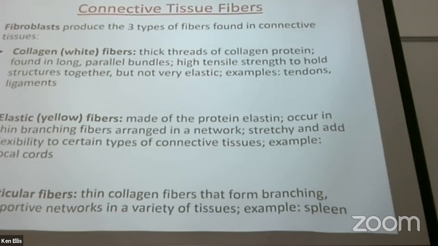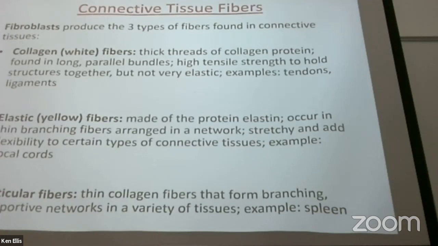What's holding it? Fibers. Fibers that will look like spider webby material, but they're not just going to go away like that. It's going to be pretty tough stuff. Elastic, yellow fibers, made of a protein called elastin. They occur in thin branching fibers, arranged in a network, also stretchy, and they add flexibility to types of connective tissues, like vocal cords. We have to have our cords vibrate.